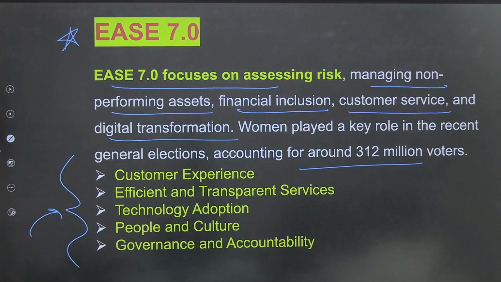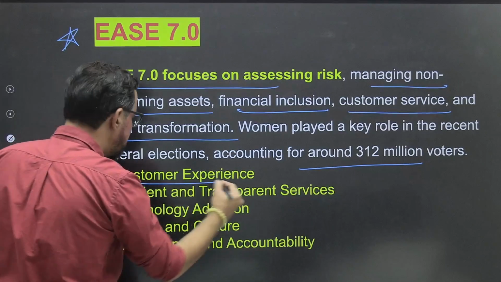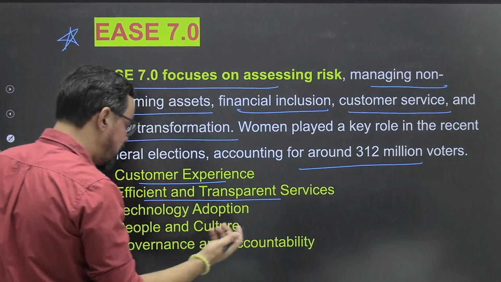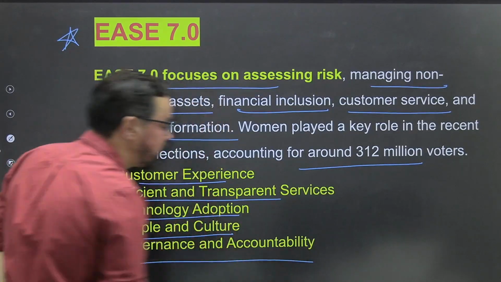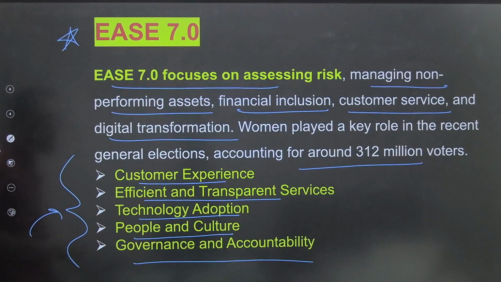So EASE 7.0 generally focuses on customer experience, enhanced and transparent services, technology adoption, people and culture, governance and accountability. These are the features of this particular one.